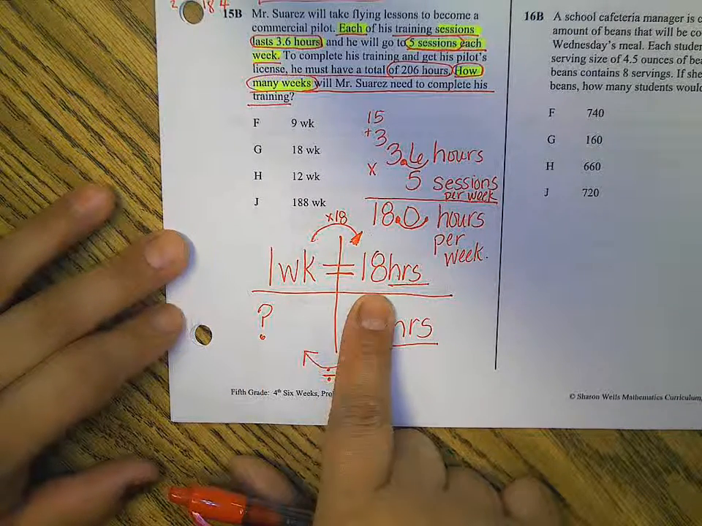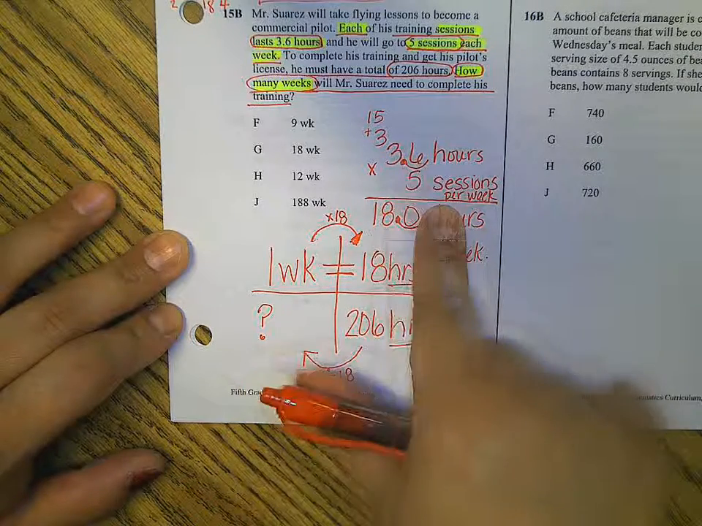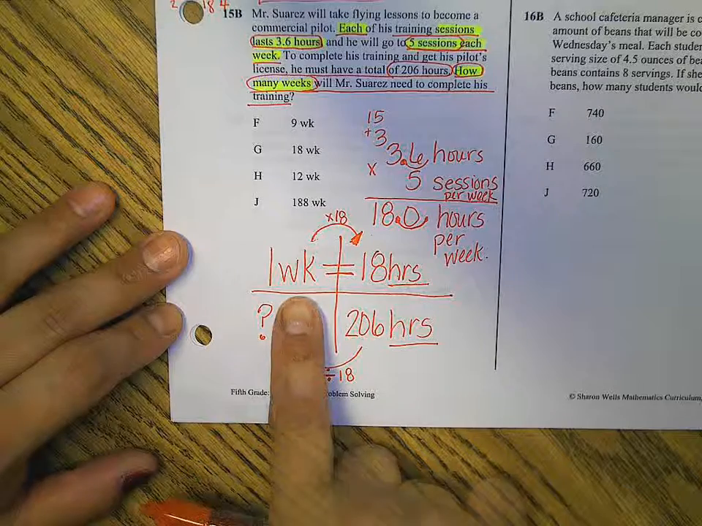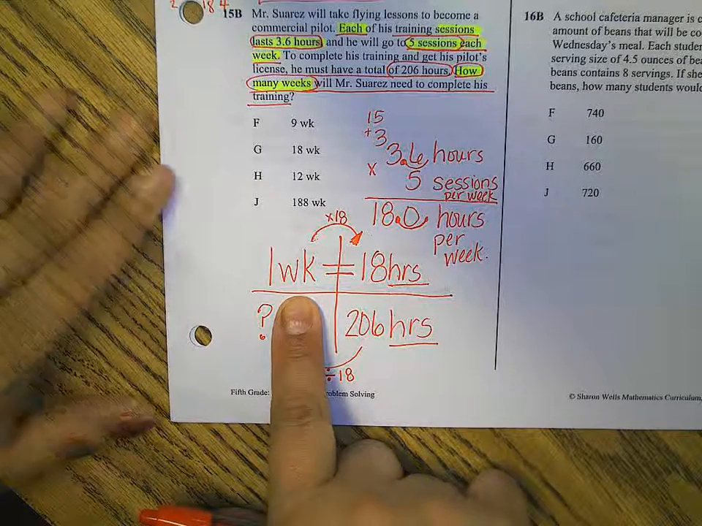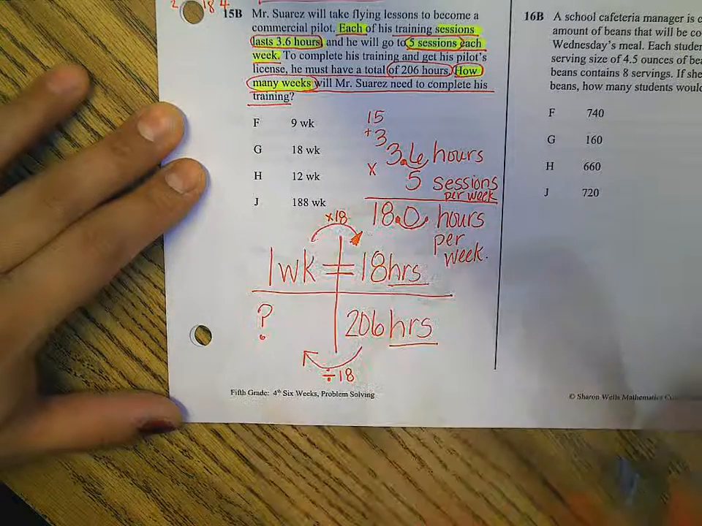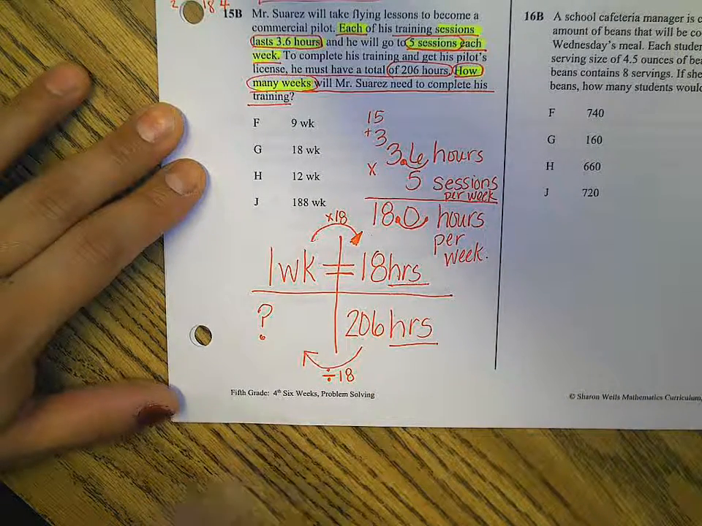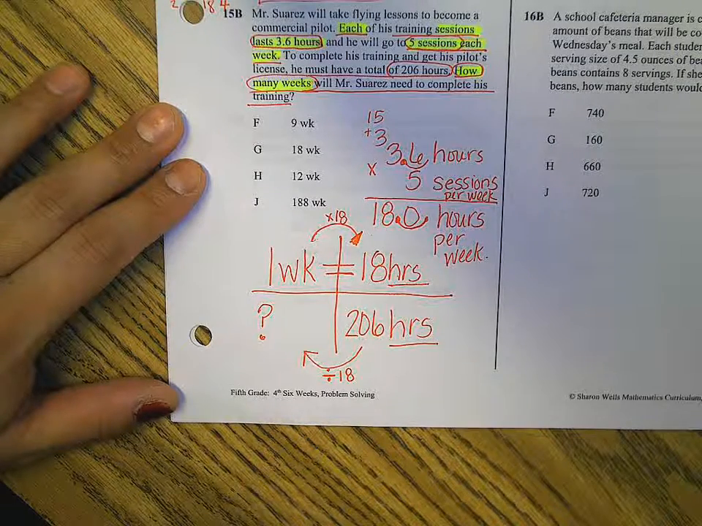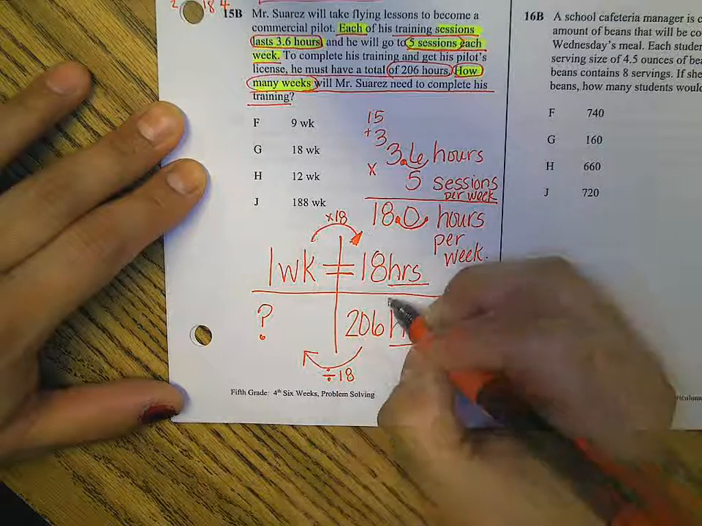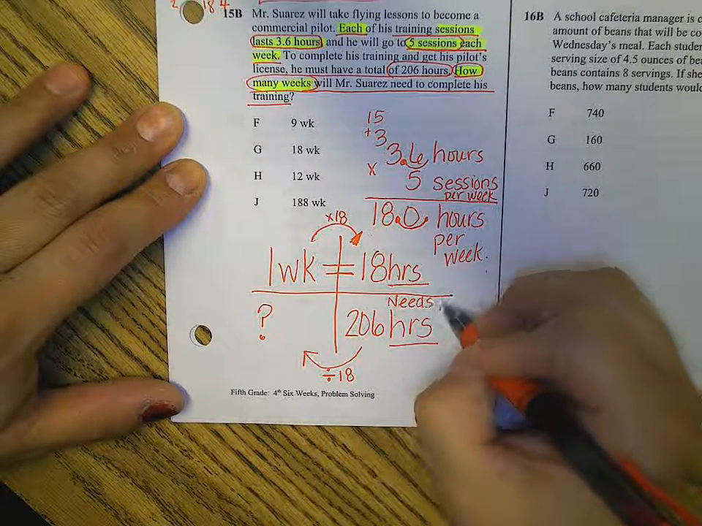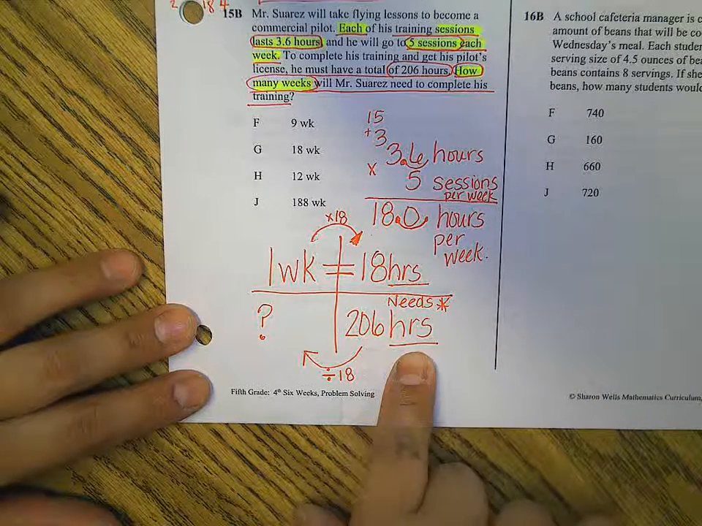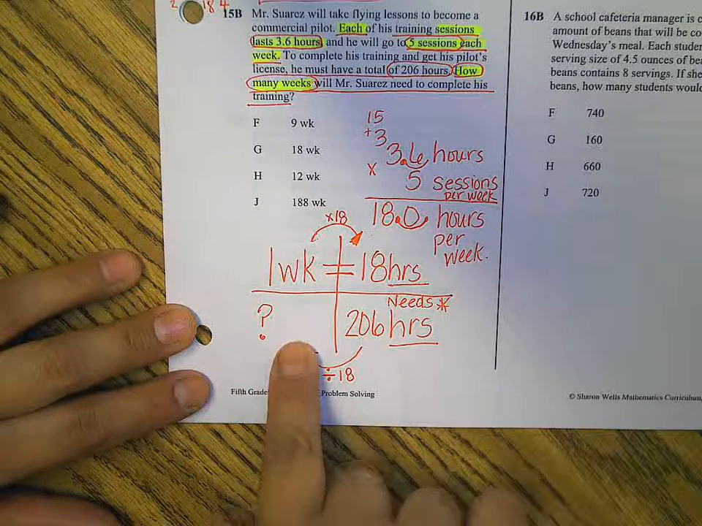1 week is equal to 18 hours, right? We already solved that up here. Every week that this guy goes to get his license, every week he goes to 5 classes. In those 5 classes, he completes 18 hours. So week 1, 18 hours. Week 2, another 18 hours. Week 3, another 18 hours. Until he reaches what? Because this is what he needs, right? We want to know now, if he needs 206 hours, how many weeks is that?